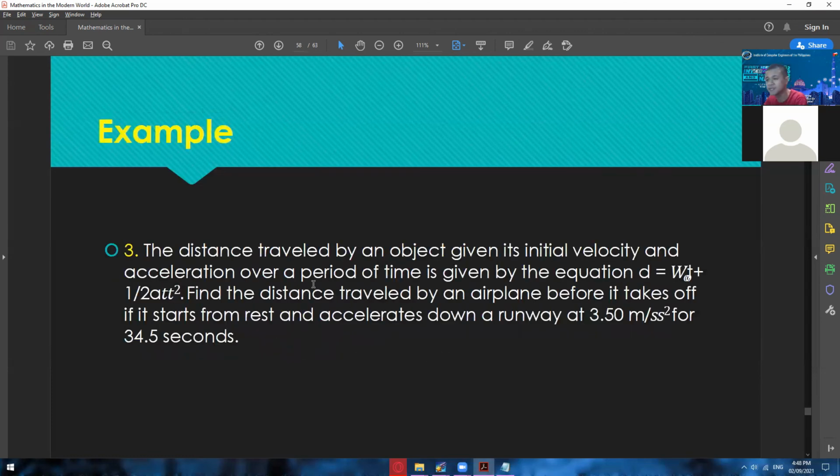That's the theory regarding this one. So the last example is the distance traveled by an object given its initial velocity and acceleration over a period of time is given by the equation d is equal to, this one is vo. Okay, sorry for that one. Vo t plus 1/2 a t squared. Okay, so there is a typo, so this one should be single t only. So find the distance traveled by an airplane before it takes off if it starts from rest and accelerates down a runway at 3.50 meters per second squared. So again, another typo. You should just neglect the other s, so it should be single s only, for 34.5 seconds.